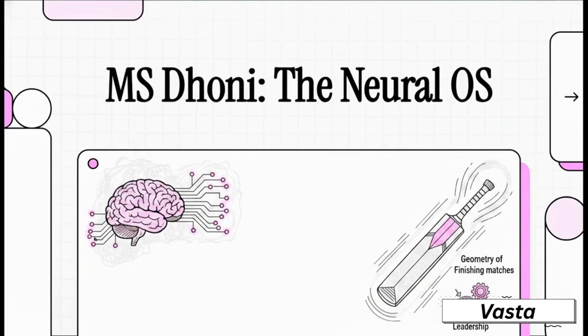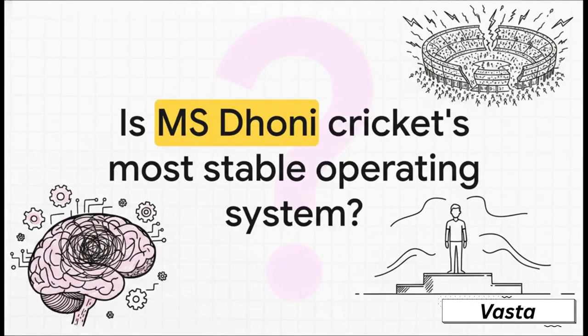Today, we're diving straight into one of the absolute most fascinating figures in the history of international sports. But we're not just going to look at MS Dhoni as a cricketer today. Instead, let's deconstruct him as a biological supercomputer. We're going to completely unpack the human software that literally redefined the physics of leadership and the geometry of finishing matches. It's a completely serious question, right?